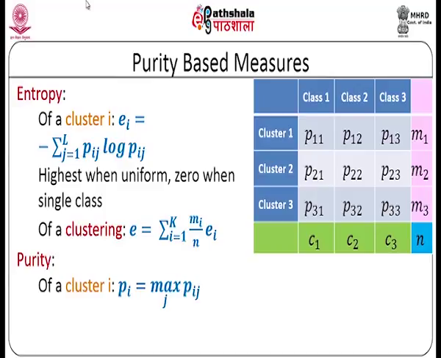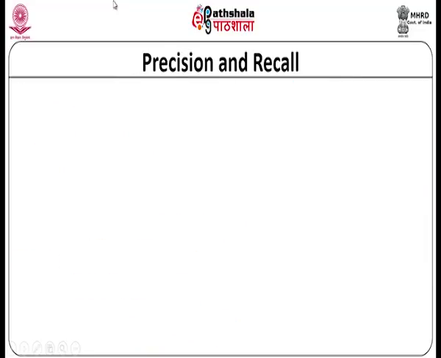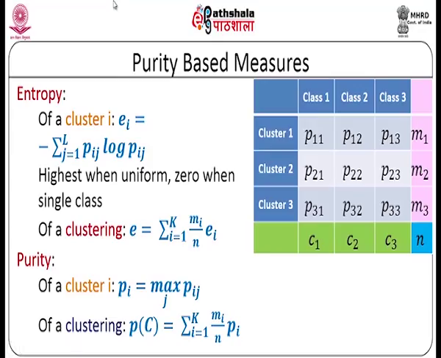Purity of a cluster is p_i equal to the maximum p_ij, and of a clustering, that is the complete clustering, purity of C is the sum over i equal to 1 to k of m_i by n times p_i. p_i is calculated as before. So, this is the purity based measure, along with entropy, of a cluster. The entropy measure is the same as the normal definition of entropy, but p_ij corresponds, as we have already defined, to the probability of i being allocated j.